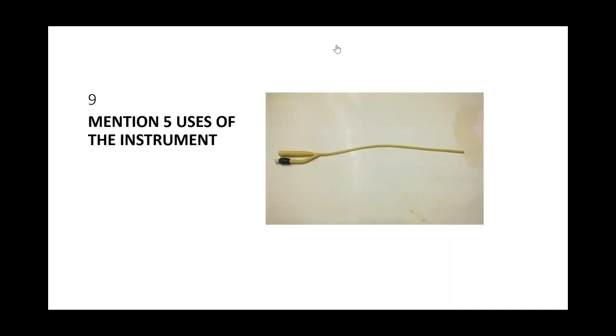Now we can mention 5 uses of the instrument. 5. Yes, 5. Okay, let me make it 10 since 5 is too small. I know 5 is too small, that's why you are quiet. Okay, mention 10 uses of the instrument. Who will attempt?